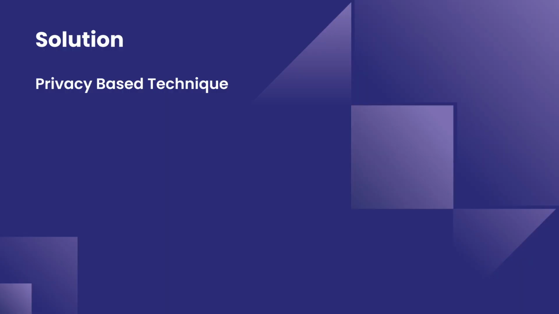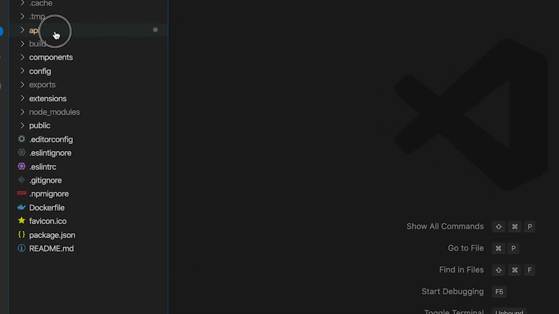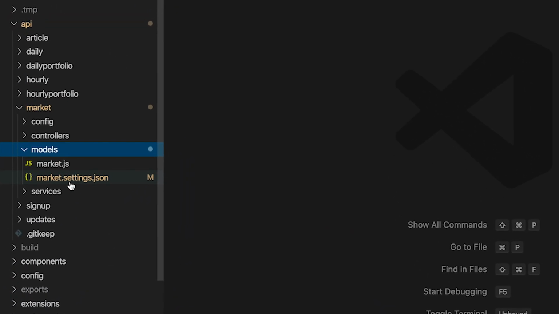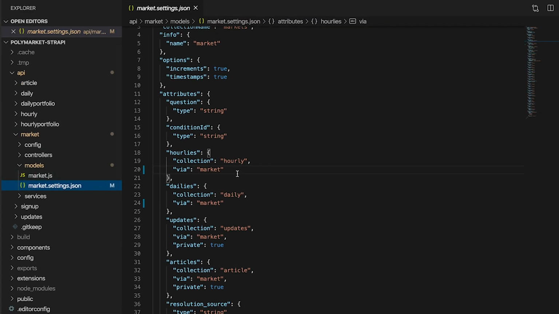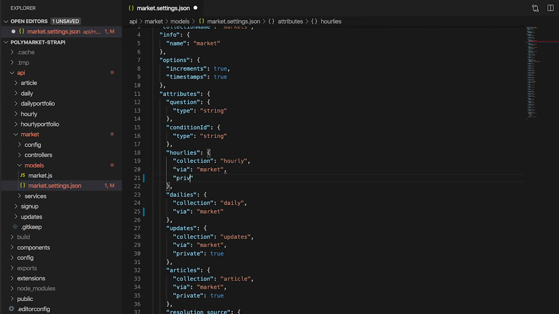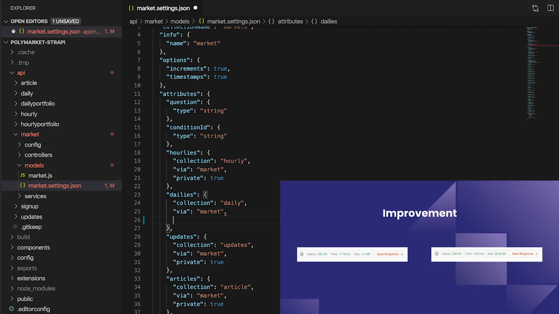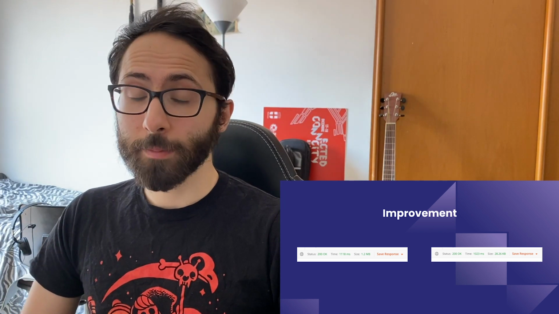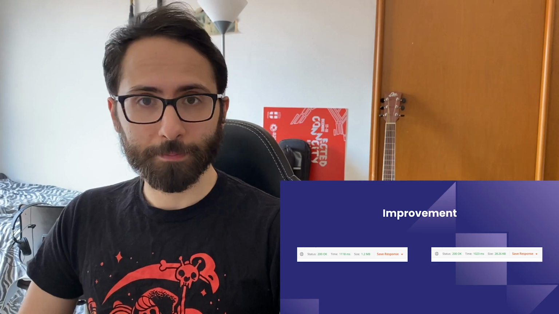What I tried first was a simple privacy-based technique that I teach in the Complete Strapi course. I used the private set to true setting in my markets.settings.json file to hide the hourlies and the dailies from the market payload. This proved beneficial for reducing the payload size. And yet, something was off. Loading times were still fairly high.